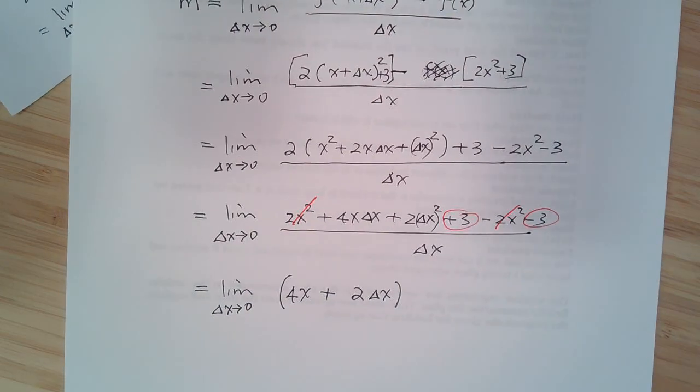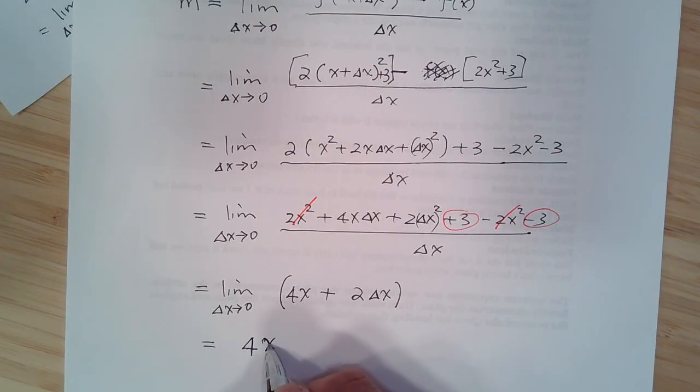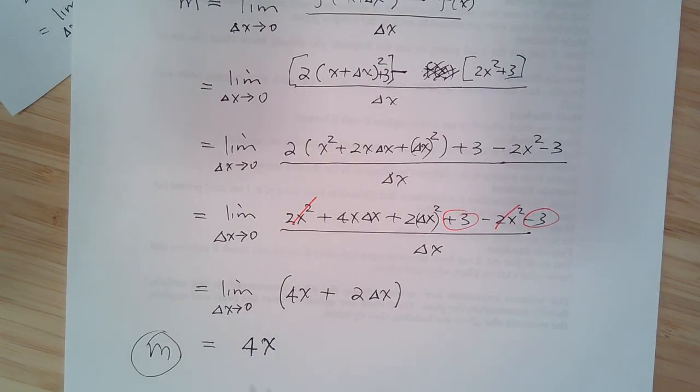Now what happens when delta x approaches 0? This part approaches 0, and then I will have only 4x. Oh, I find the slope of that function at whatever given point. So for example, we said what happens when c equals 2. Then we just plug 2 here, I got 8. Sounds good, isn't it? Yeah?